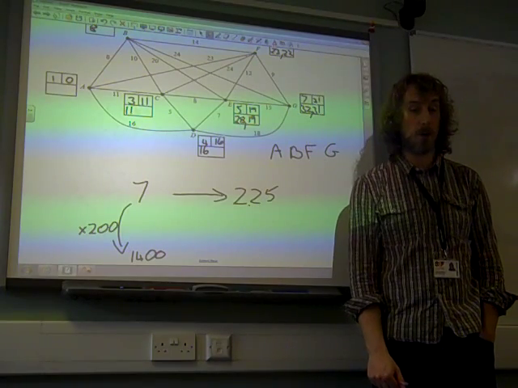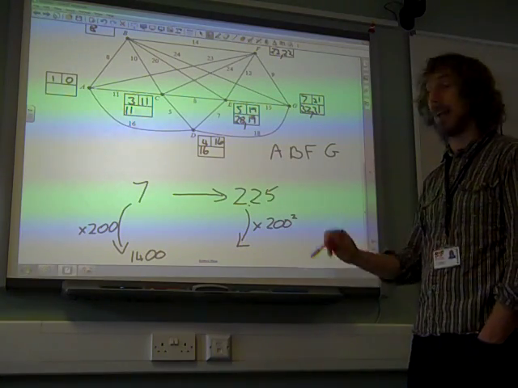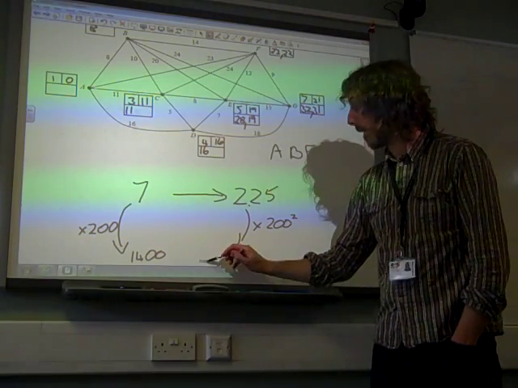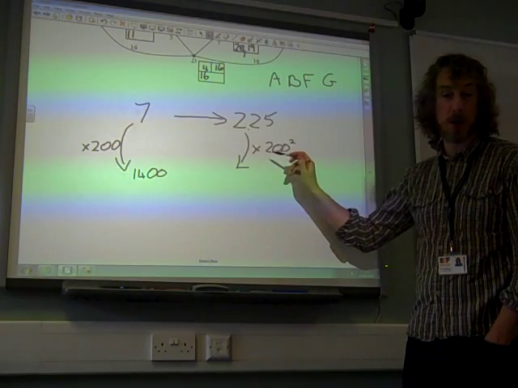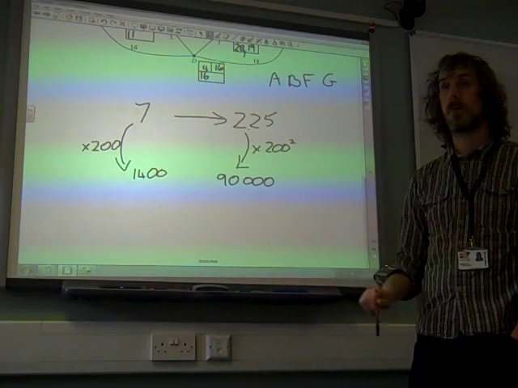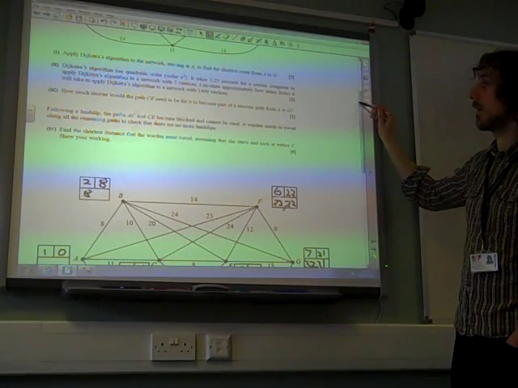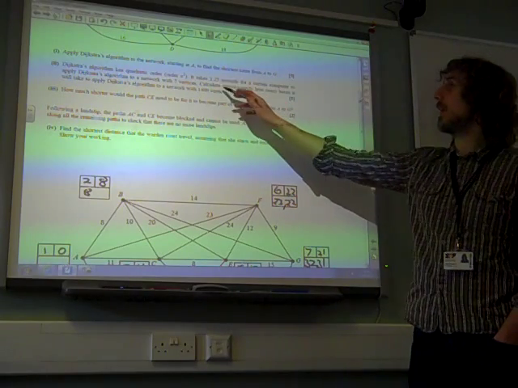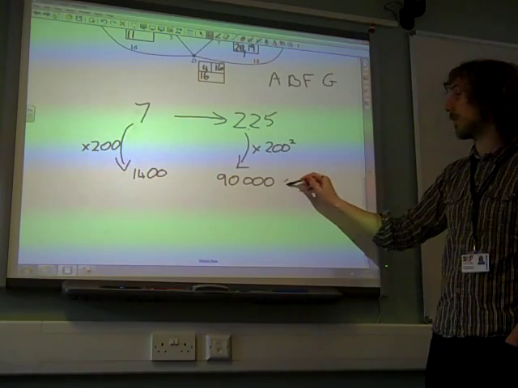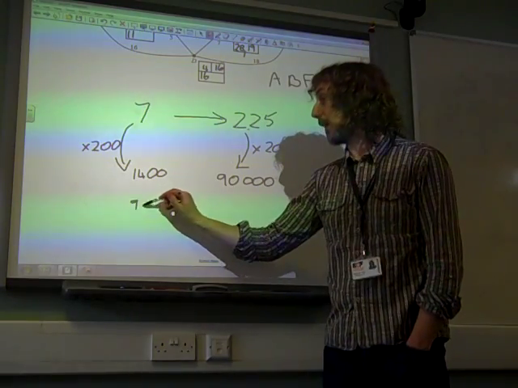Now if n increases 200 times, the time must increase 200 squared times, because it's a quadratic order algorithm. If we times 2.25 by 200 squared, we get 90,000. But that was 90,000 seconds. And the question said, calculate approximately how many hours it takes. So here we have 90,000 seconds. We need to turn it into hours.